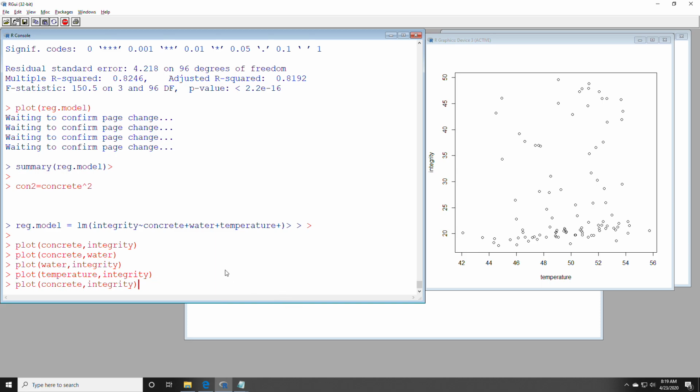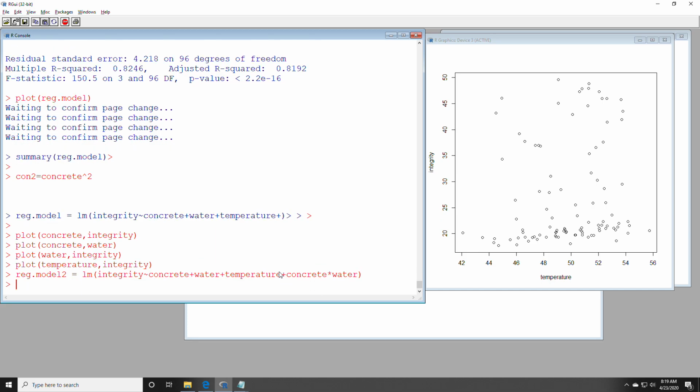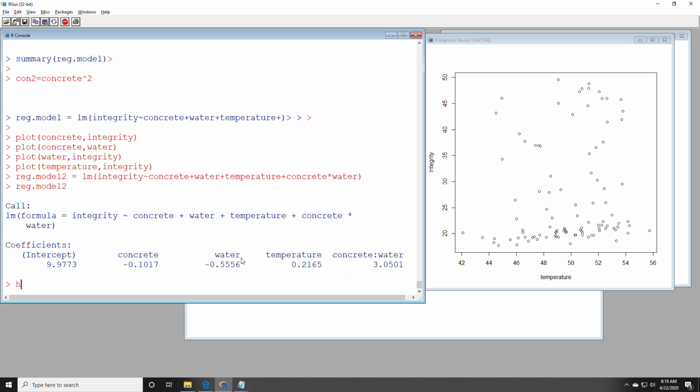So let's go back up. I'll call this reg.model2, and to try to account for that interaction, we're going to add concrete times water. I don't think we have to predefine this like we do the squared terms, but we're about to find out.